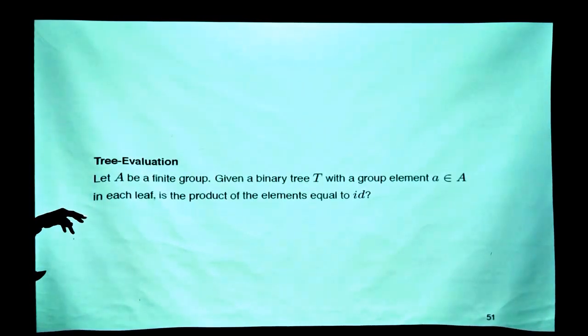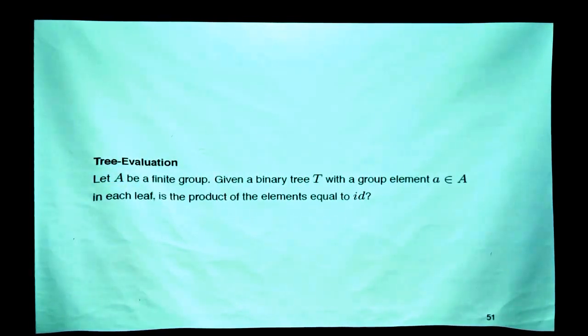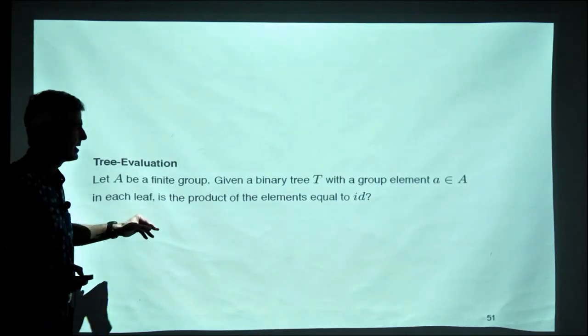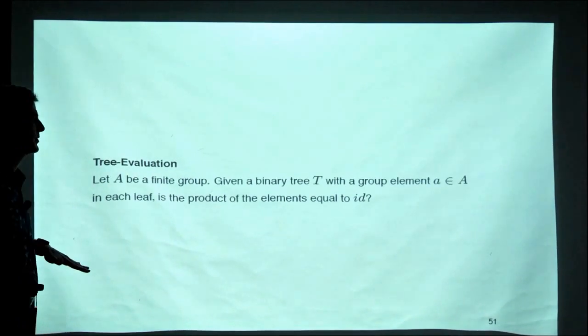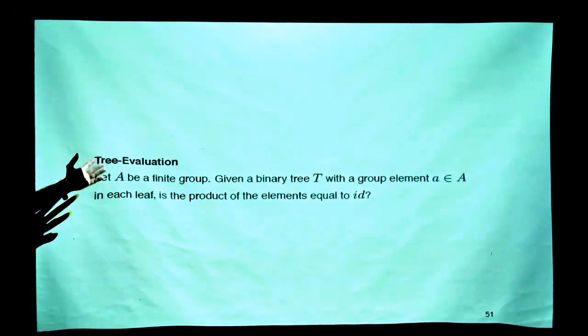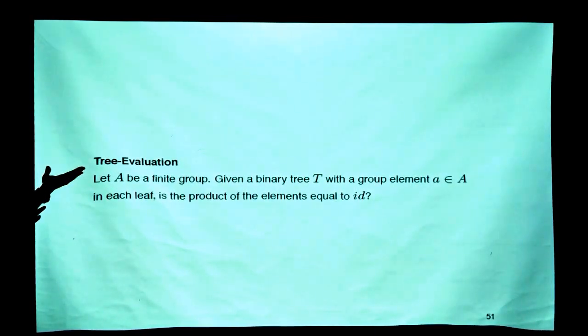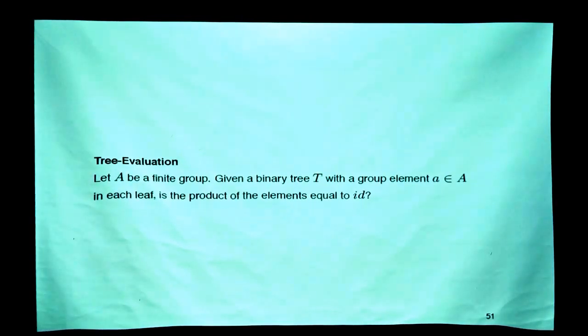And that allows us to reduce tree evaluation over any kind of finite group. So we have a binary tree with a group element in each leaf, and we multiply it in the normal way, considering that the group is not commutative. At the end, we get the identity or not. We can reduce that to isomorphism. Fortunately, this problem is not very hard.